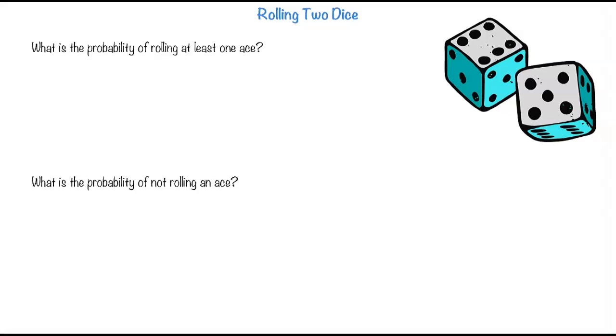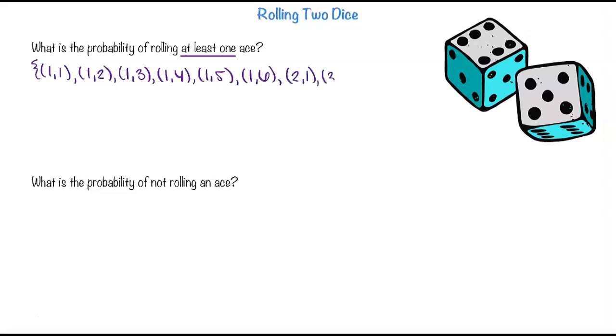Now let's look at some slightly different probability questions. First, what's the probability of rolling at least one ace? The key words here are at least one. We could roll one ace, or we could roll two. Let's start by listing out all outcomes in the event of rolling at least one ace. The outcomes are 1-1, 1-2, 1-3, 1-4, 1-5, 1-6, 2-1, 3-1, 4-1, 5-1, and 6-1. So we find there's 11 different outcomes for the event of rolling at least one ace.